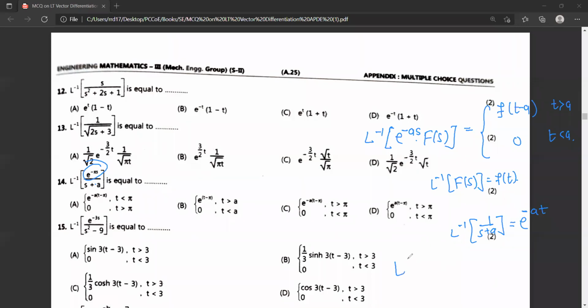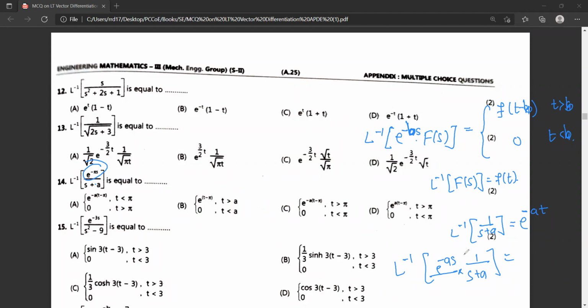Now we are multiplying it by e raised to minus as, into F of s, which is this 1 upon (s plus a). Now apply this property. In place of t, you have to put t minus pi. Correct? So this a and that a are different, understand that. Okay? Here I'll call it b if needed. Try to understand. If I take this as b, here your b will come, and here also b will come.